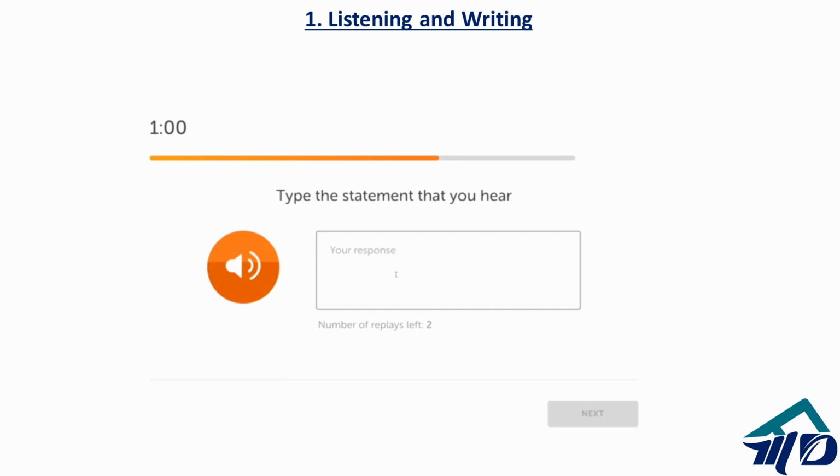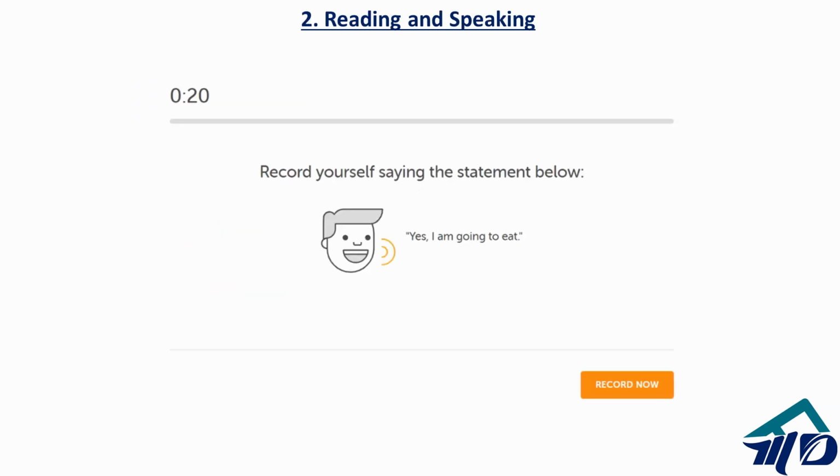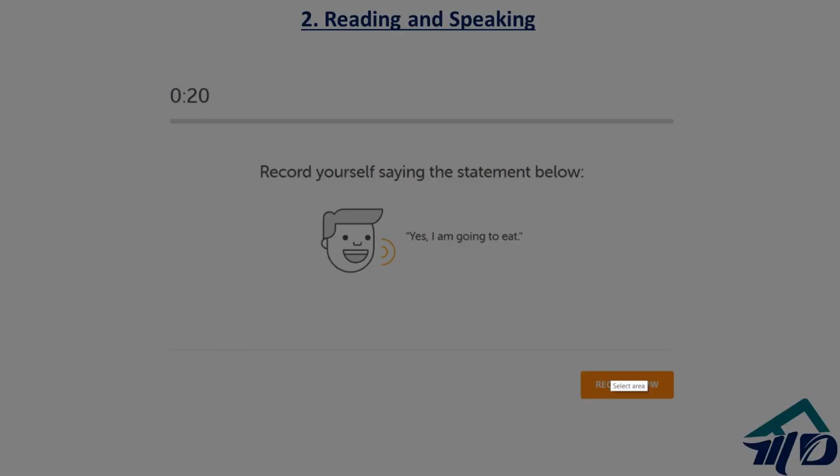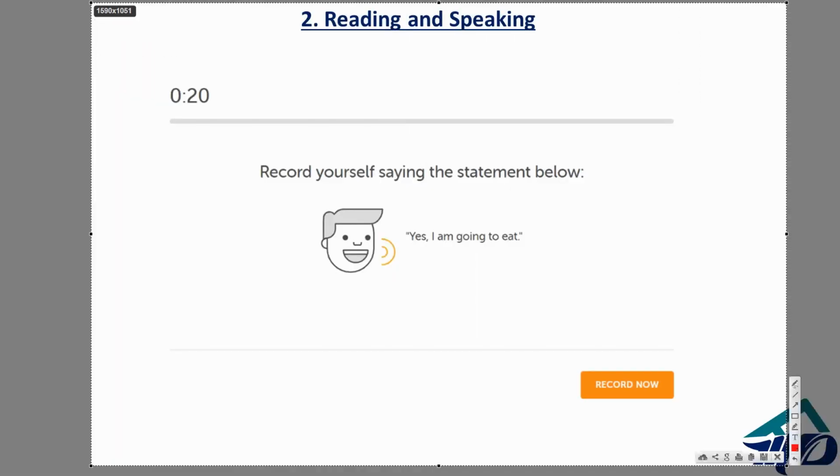Okay, coming on to the second one, this activity will check your reading and speaking skills. So instead of listening, you have to read and record. Okay, you will get a pop-up like this. 20 seconds would be there. You have to read, like you have this sample statement here. Yes, I am going to eat.